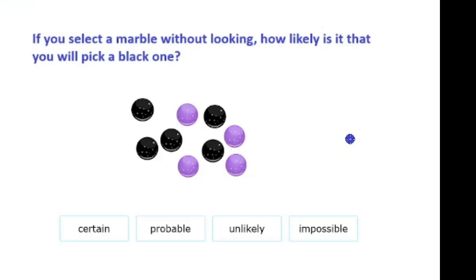We have more black marbles than we do purple marbles. So that means it is probable that we will pick a black marble. But what would it look like to be certain, unlikely, or impossible?